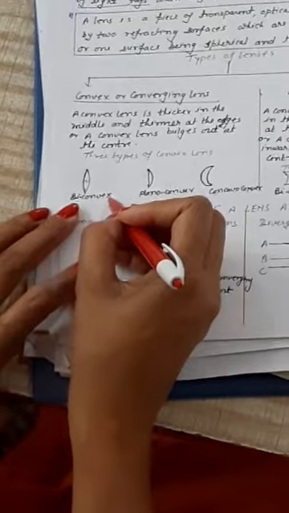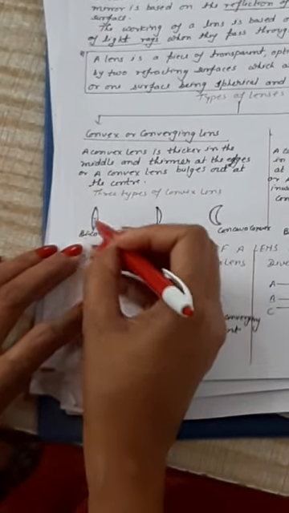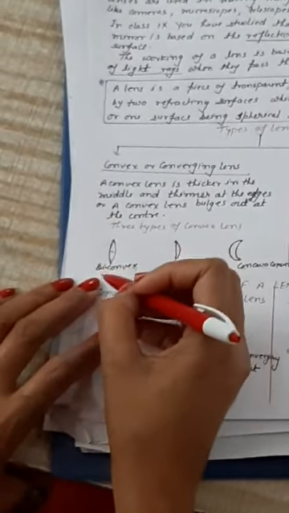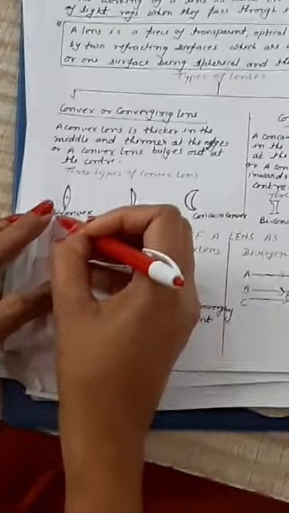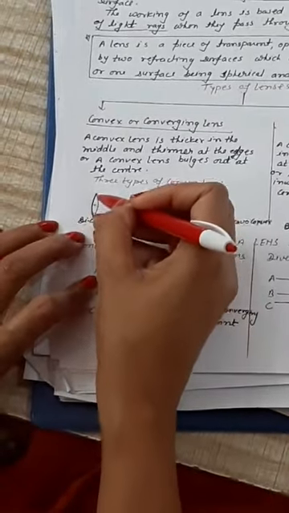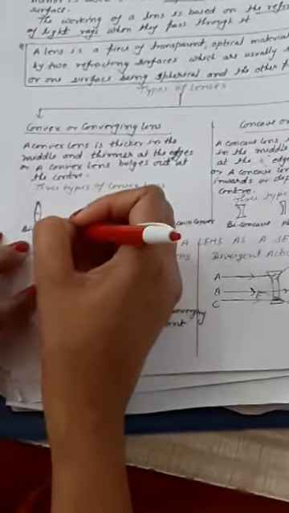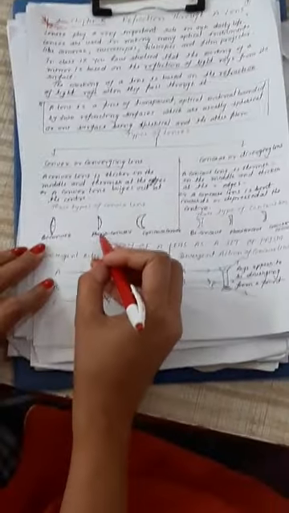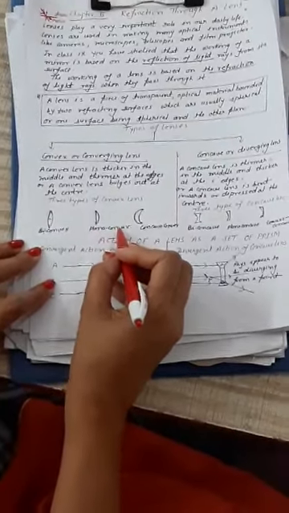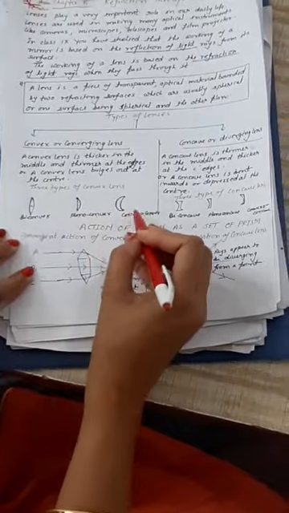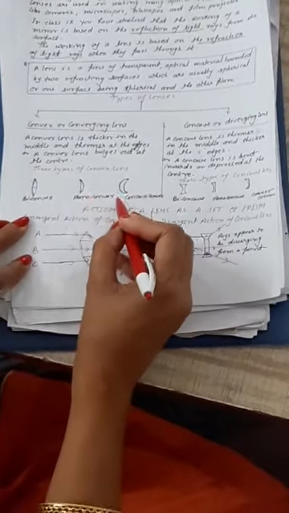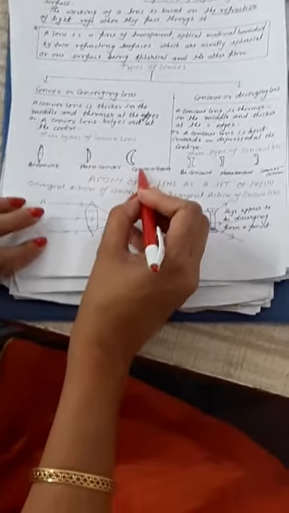First, biconvex lens. Actually, when we read the chapter we don't use this; we only say convex lens, which means we are going to draw this diagram only. Now plano-convex lens, we have already discussed this, so I hope you have understood these three types of convex lens.